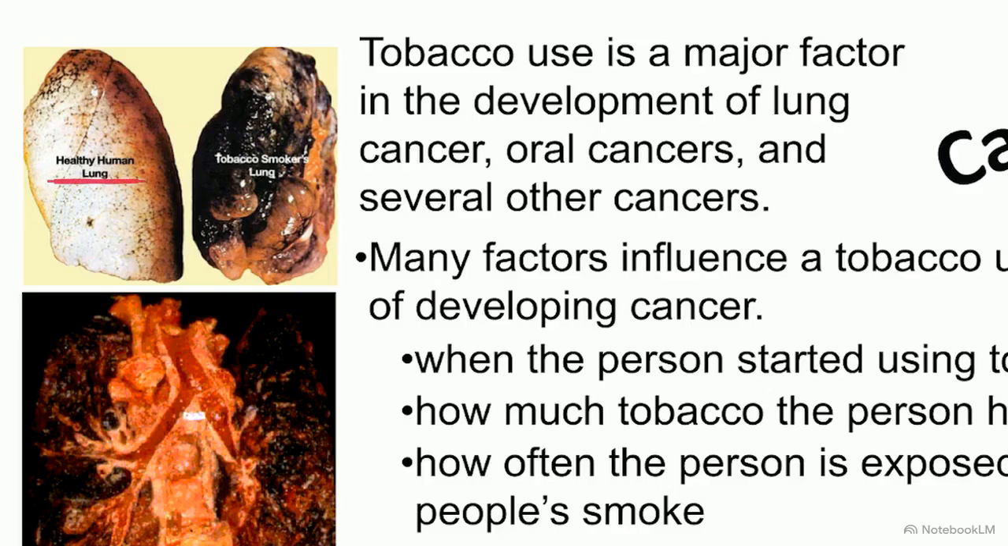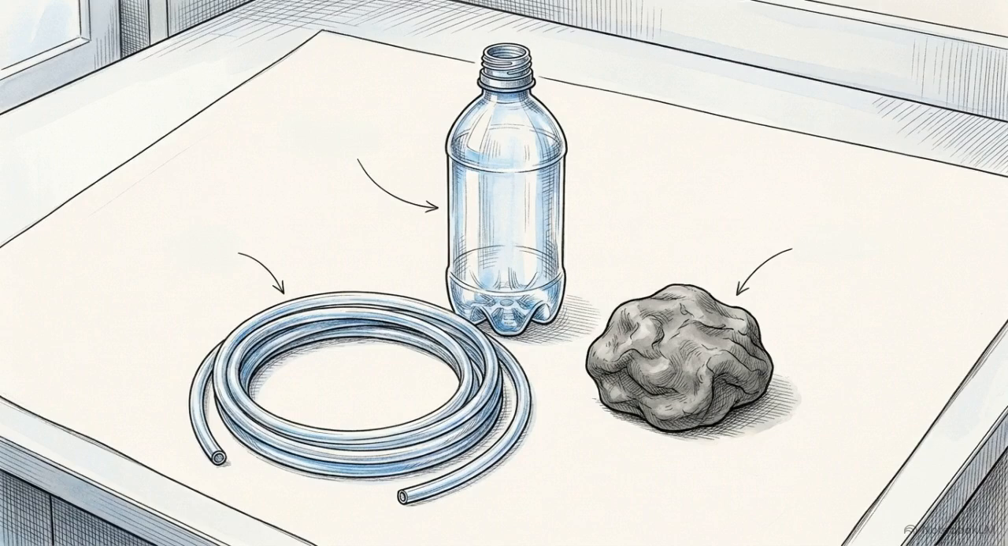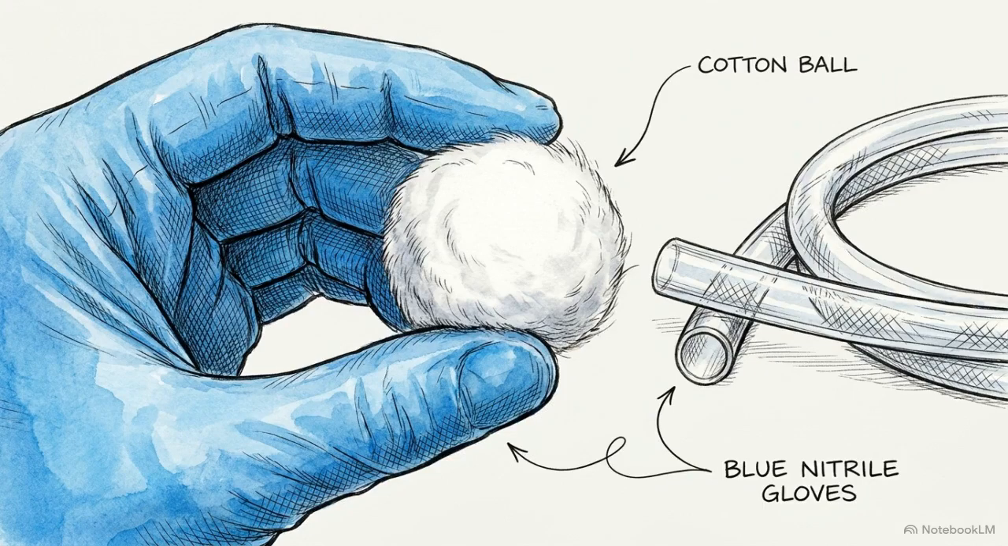The healthy lung on the left remains pink and clear, while the tobacco smoker's lung on the right has become blackened and structurally degraded by chemical deposits. To understand how this happens, we are going to build a working mechanical lung model that can visually capture and isolate those deposits as they enter the body.